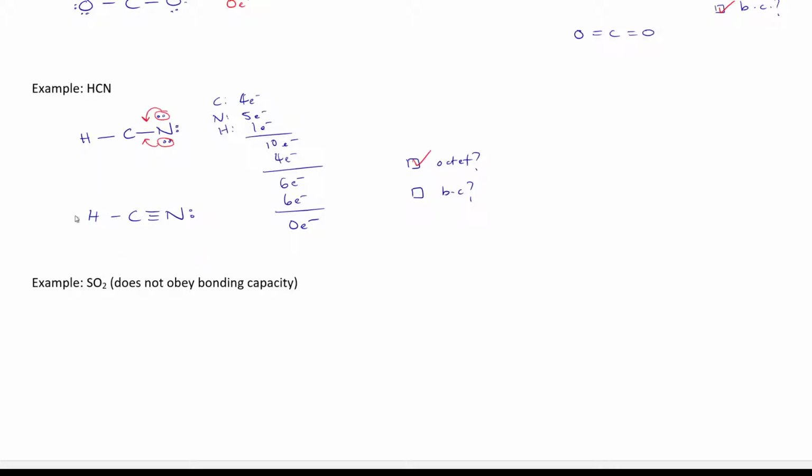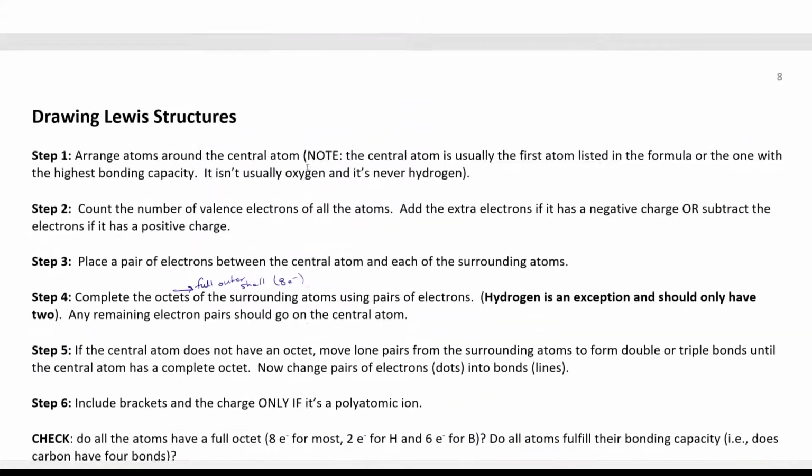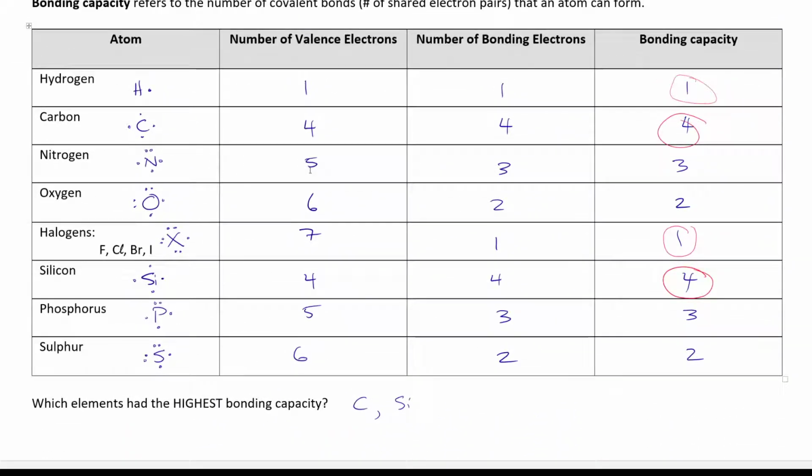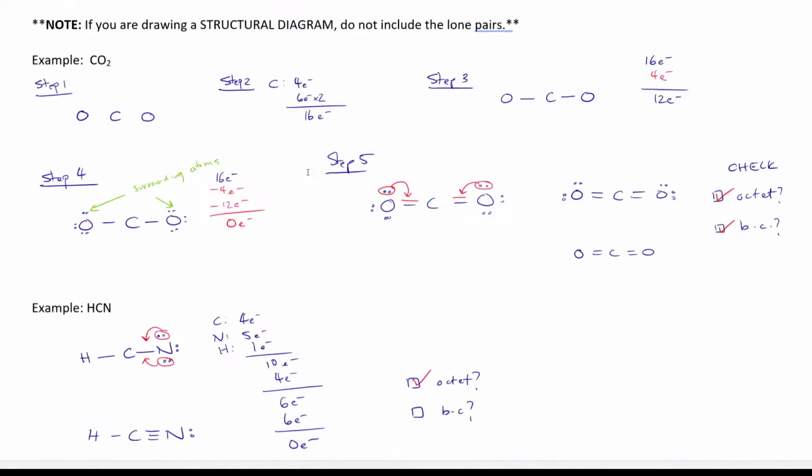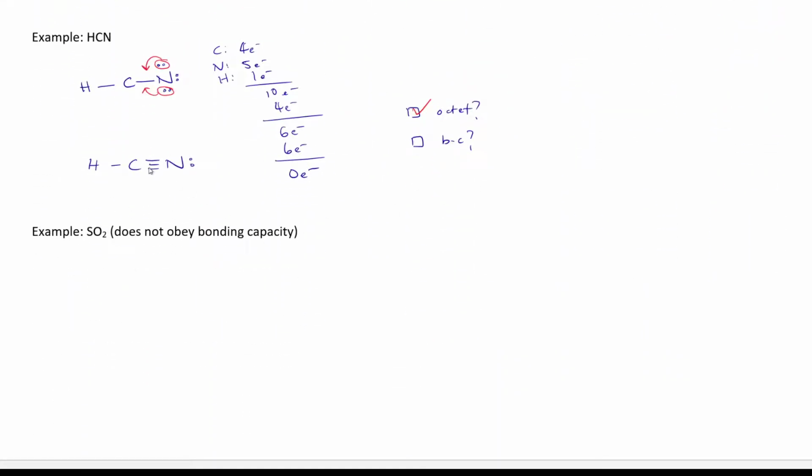Hydrogen has a bonding capacity of 1, so it's made its 1 bond. Nitrogen has a bonding capacity, let's double check. Nitrogen has a bonding capacity of 3. So nitrogen has formed its 3 bonds. And carbon has a bonding capacity of 4, and it's made its 4 bonds. So its bonding capacity is complete as well.